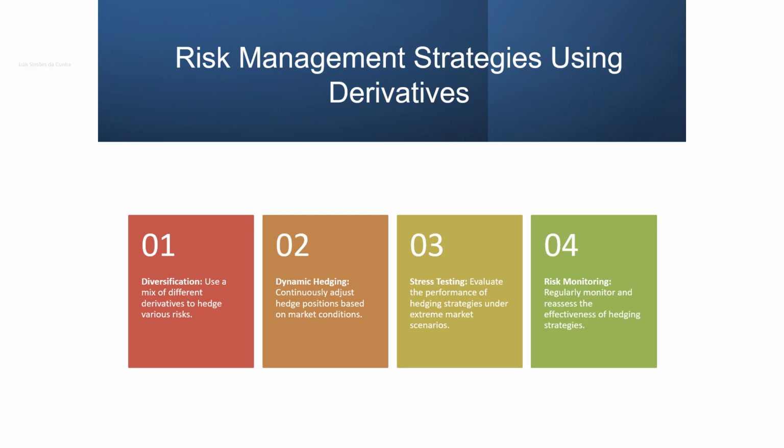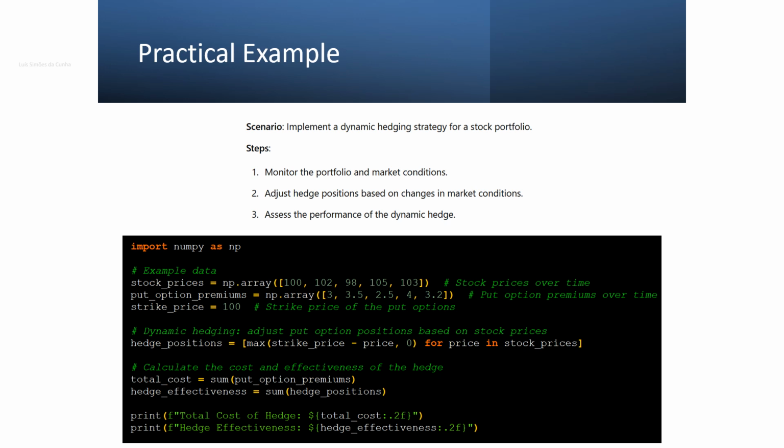Let's implement a dynamic hedging strategy for a stock portfolio. We monitor the portfolio and market conditions, adjust hedge positions based on changes in market conditions, and assess the performance of the dynamic hedge. This example demonstrates how to continuously manage risk using a dynamic hedging strategy.